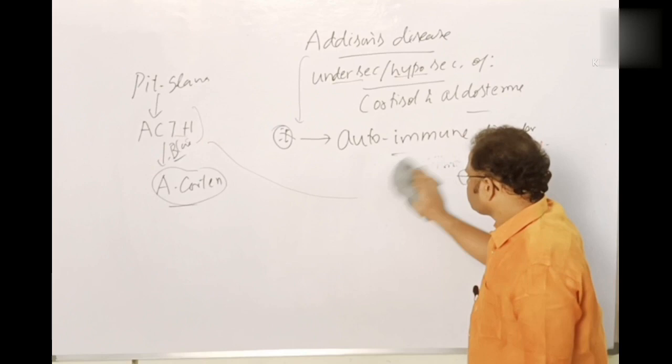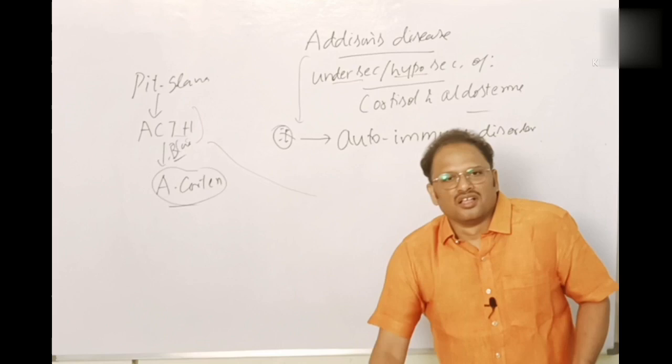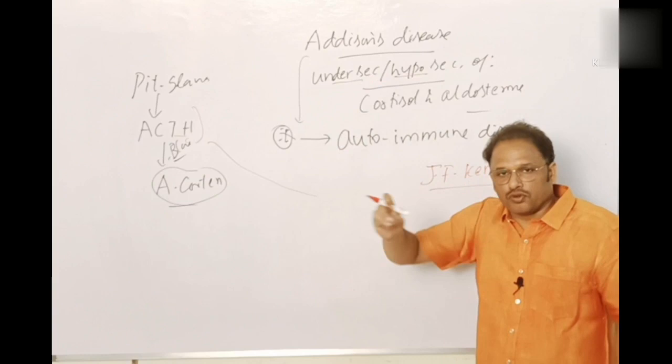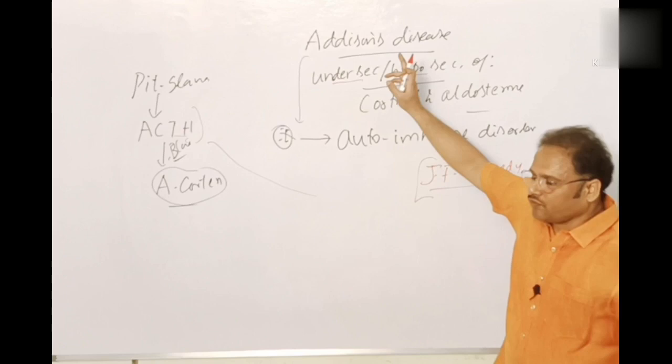But you have to remember that the great president of USA, John F. Kennedy, you all know, John F. Kennedy, is one of the victims of Addison's disease. All of you, put in the comment box below who is the American president who is the victim of Addison's disease. All of you, type fast, John F. Kennedy.